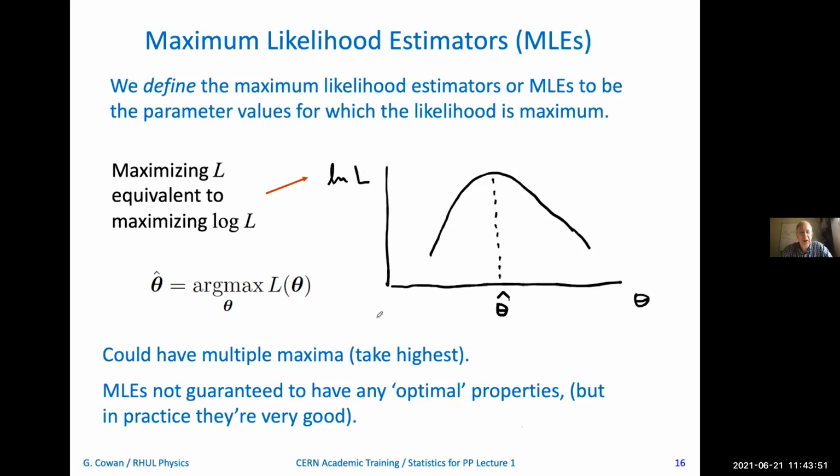If you look at the log likelihood as a function of the parameter, in general, it can come up and go down. And so that point right there defines the MLE, theta hat. So that's just a fancy mathematical way of writing that. Theta hat is the value of theta that maximizes the likelihood. In general, the likelihood function can in fact have multiple maxima. And if that's the case, then you would define the MLE as the highest one. They're not guaranteed to have any particular optimal properties, but I will argue that in practice, they're very good.